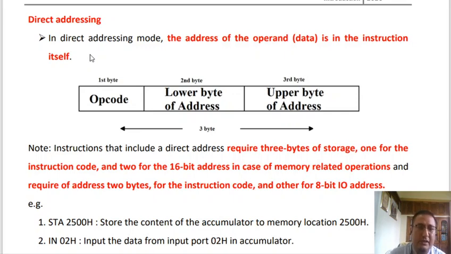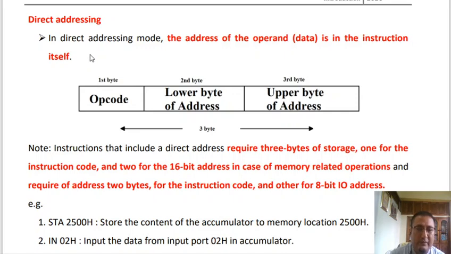Again, I'll repeat it. In case of direct addressing mode, the address of the operand is specified in the instruction itself. For example, STA 2500H. Here, we are storing the content of the accumulator in the address 2500H. So we are storing the content of the accumulator to the address location 2500H, right?